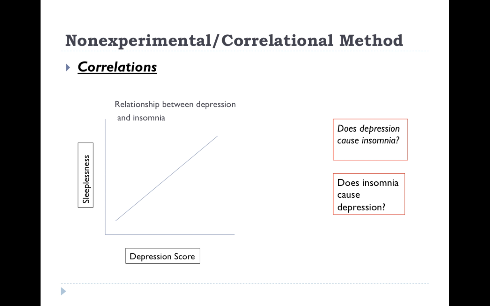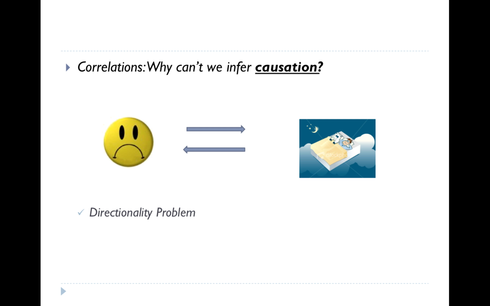And the reason why that is because with a correlation, we don't know if, in our example here, the depression causes the insomnia or the insomnia causes the depression. So that's a real limitation. And if we want to find out which causes which, we need to do an experiment. But let's first look at why, with correlations, we simply cannot infer causation.